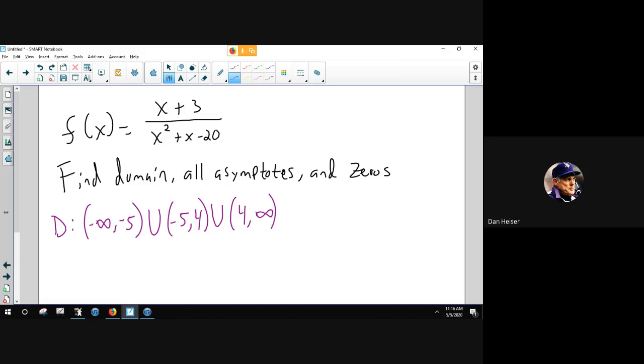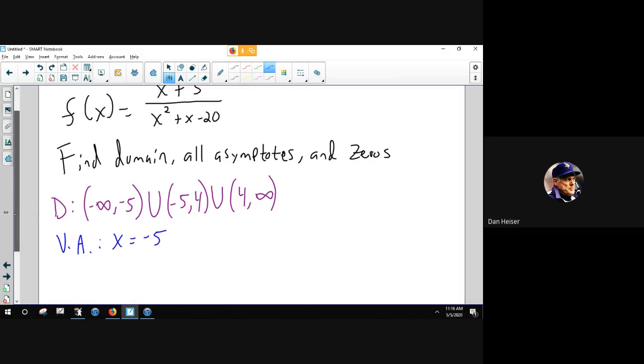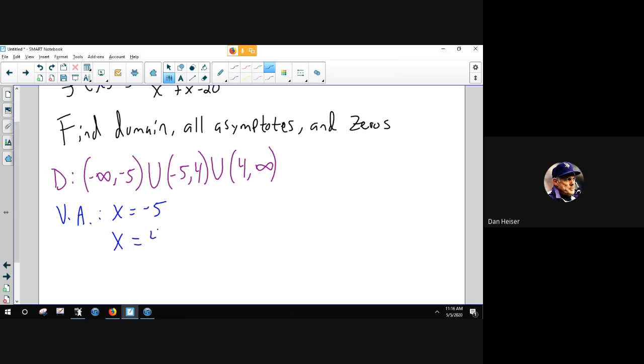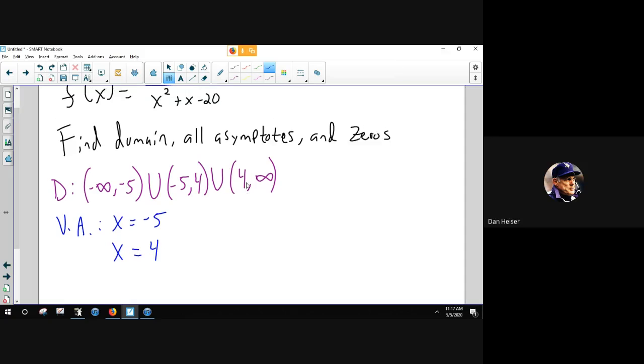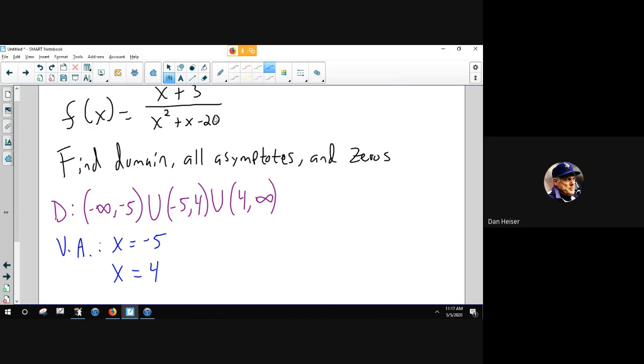From here, we can get our vertical asymptotes. We know that x cannot equal negative 5. We know that x cannot equal 4. So those are the 2 spots where we have a vertical asymptote. So simply by focusing on the denominator, where's the denominator equal to 0? Factor and solve, we clear up the domain and the vertical asymptote right away.